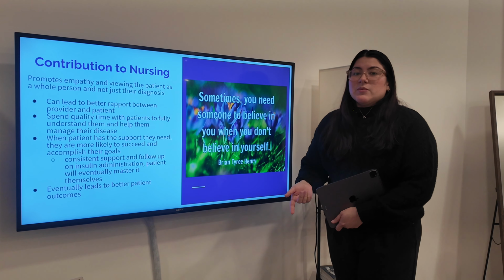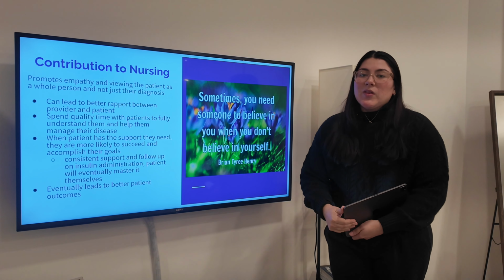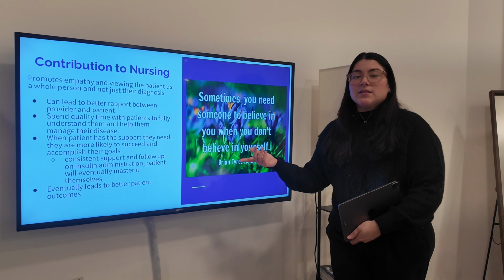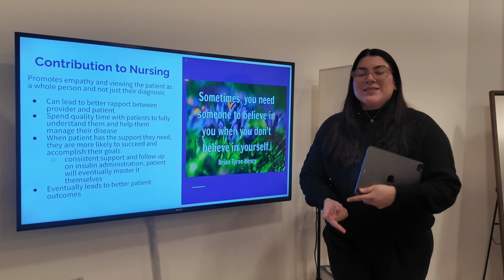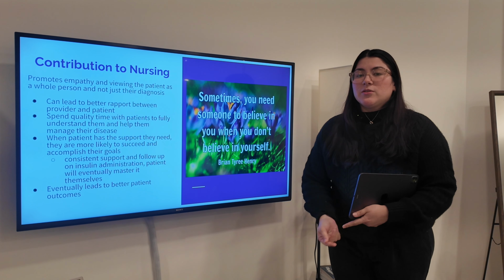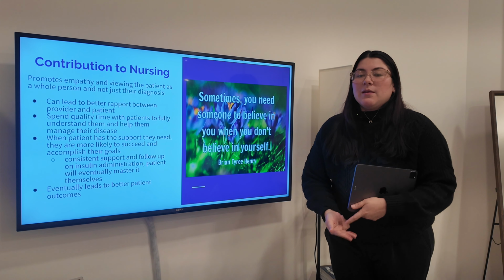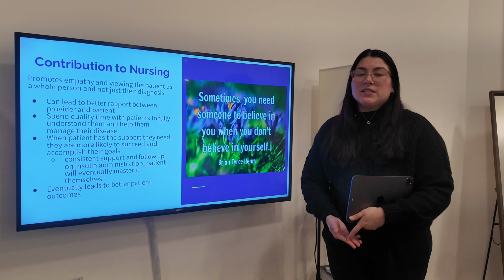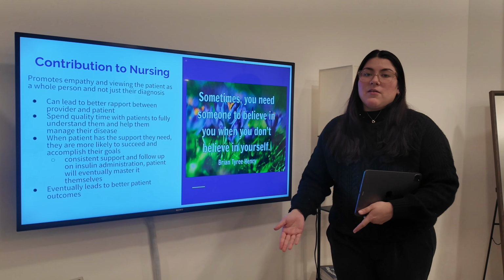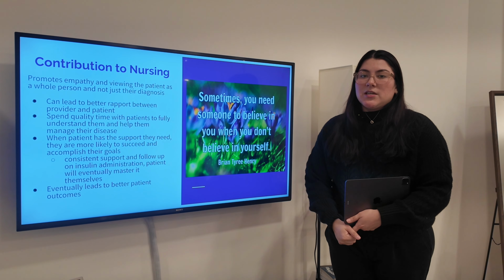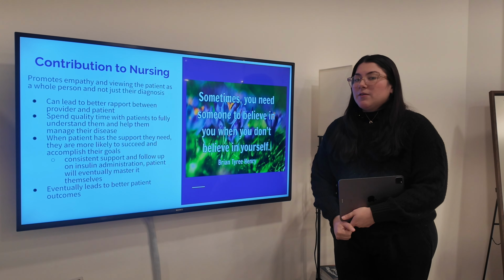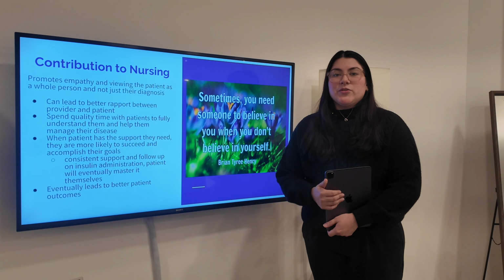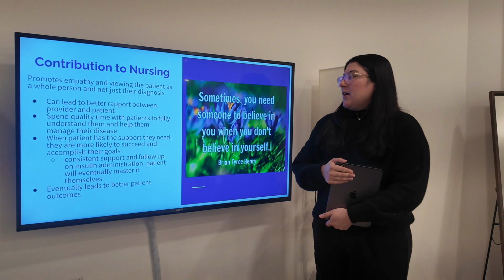When the patient has the proper support that they need, they're more likely to succeed and accomplish their goals. As shown in the study, the patients that got consistent support and follow-up showed that they were able to self-manage their insulin better than the patients that did not receive the caring theory applied in their education. So eventually, applying this theory in nursing practice does lead to better patient outcomes.